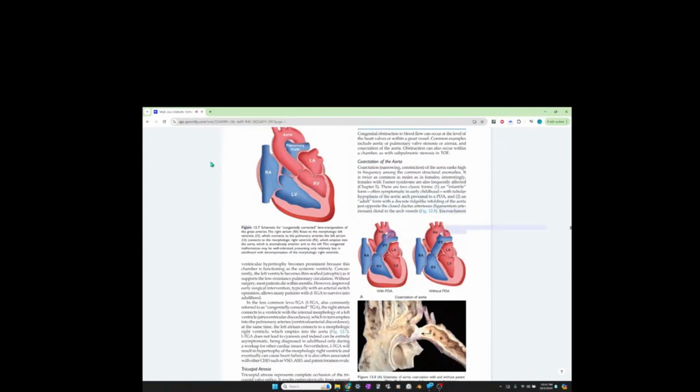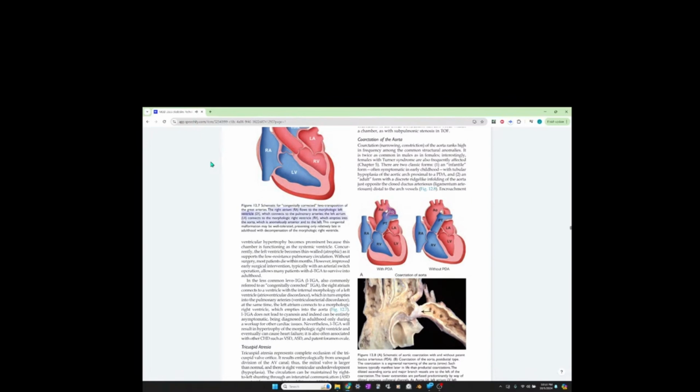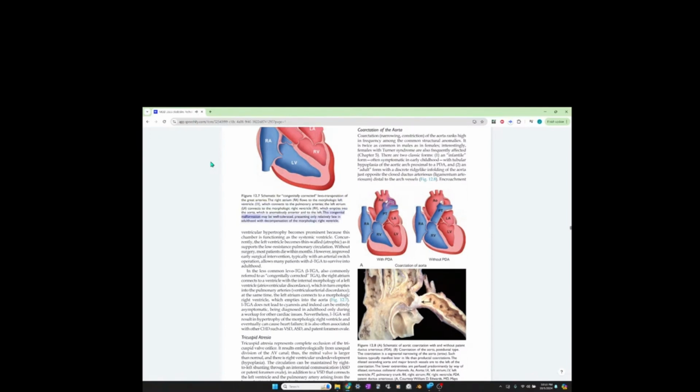Figure 12.7: schematic for congenitally corrected levo-transposition of the great arteries. The right atrium flows to the morphologic left ventricle, which connects to the pulmonary arteries. The left atrium connects to the morphologic right ventricle, which empties into the aorta, which is anomalously anterior and to the left. This congenital malformation may be well tolerated, presenting only relatively late in adulthood with decompensation of the morphologic right ventricle.